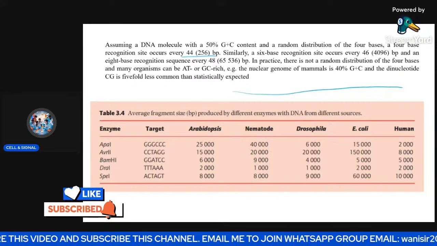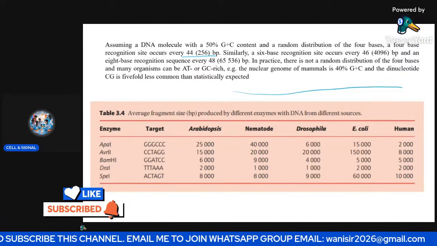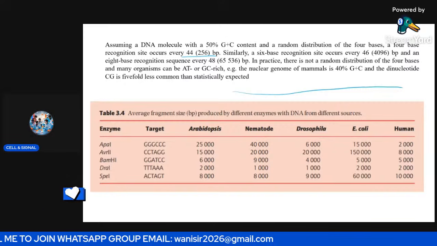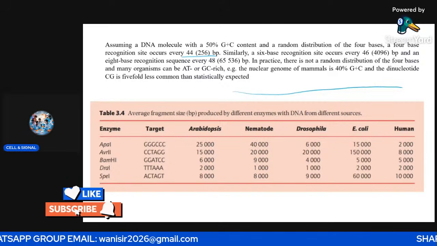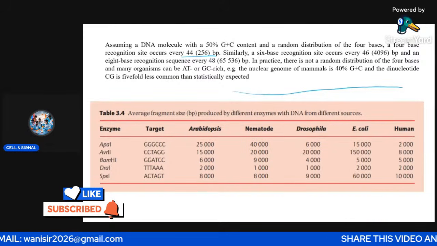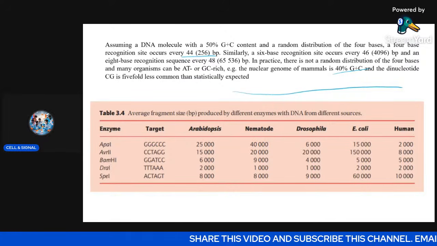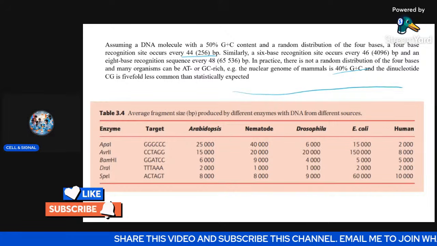In practice, there is not a random distribution of the four bases. Many organisms can be AT-rich or GC-rich, and the nuclear genome of the human is 40% GC, and the dinucleotide CG is fivefold less common than statistically expected.